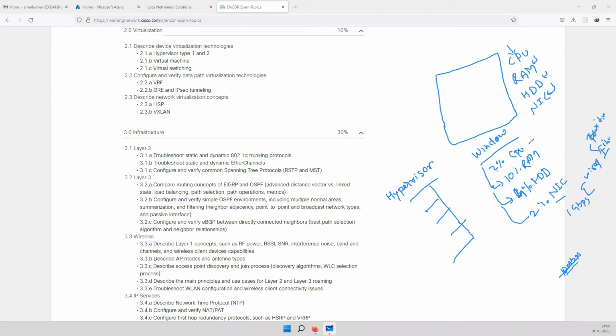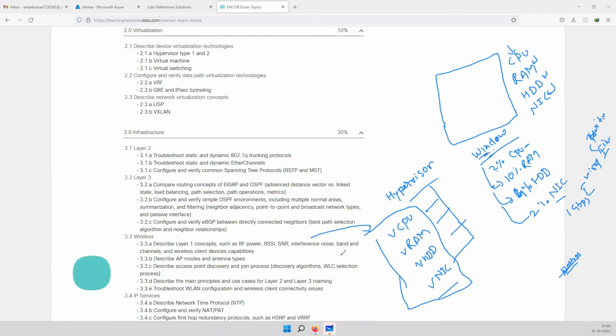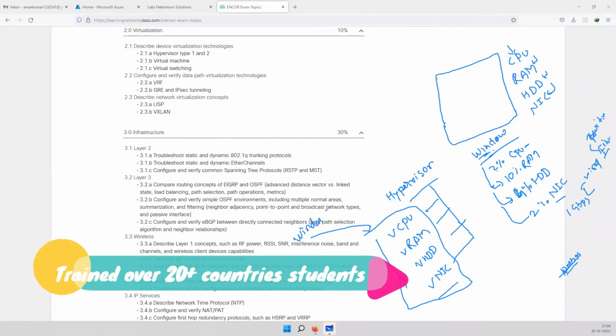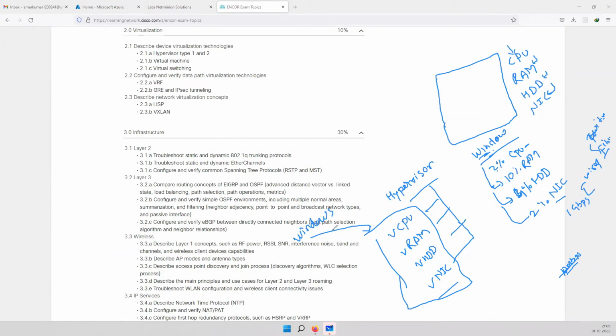So you would have the physical CPU. When you install the hypervisor, you can create a virtual CPU as well. You can create virtual RAM, a virtual hard disk, and a virtual network interface card. So under this hypervisor, you can create the same set of hardware as a virtual infrastructure, and now you can host the same operating system over here. You can host Windows, or you can host another virtual machine.